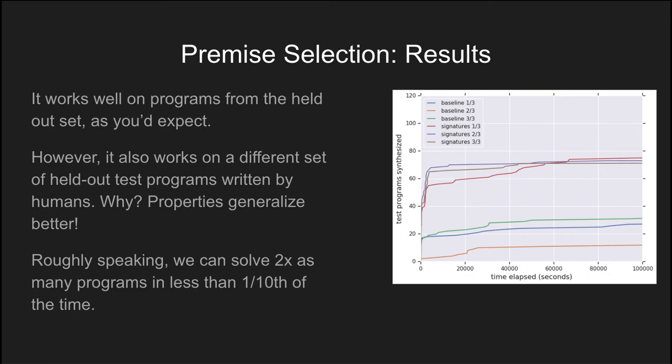Overall, we get a pretty good speed up from using machine learning for this. We solve about twice as many of the human-generated programs in about a tenth of the time compared to a baseline. For more information about this, please read the paper. It's on arXiv. We have another paper coming out that uses property signatures that I'm also pretty excited about. So please read that when it comes out as well.